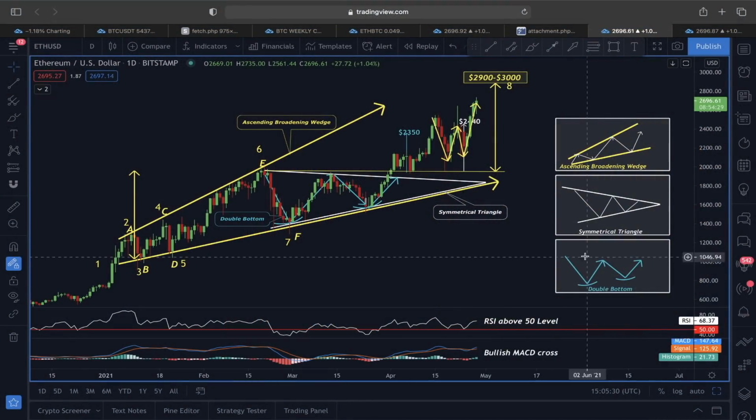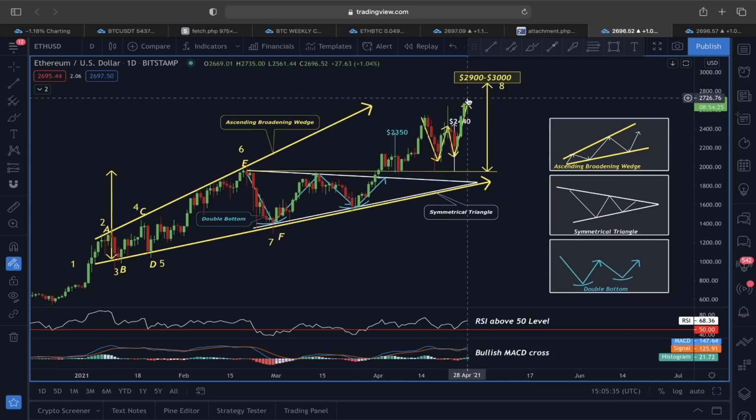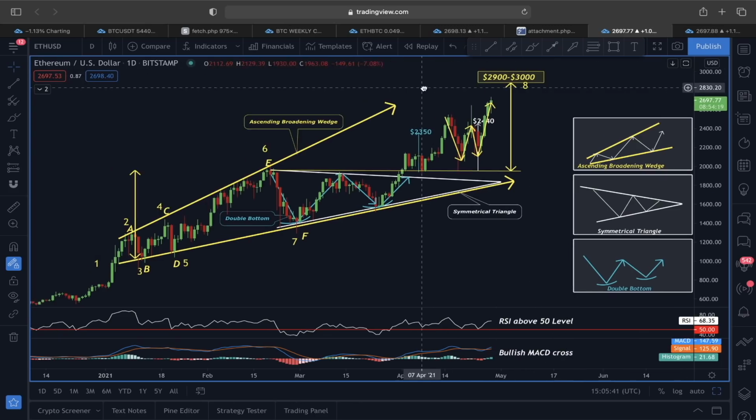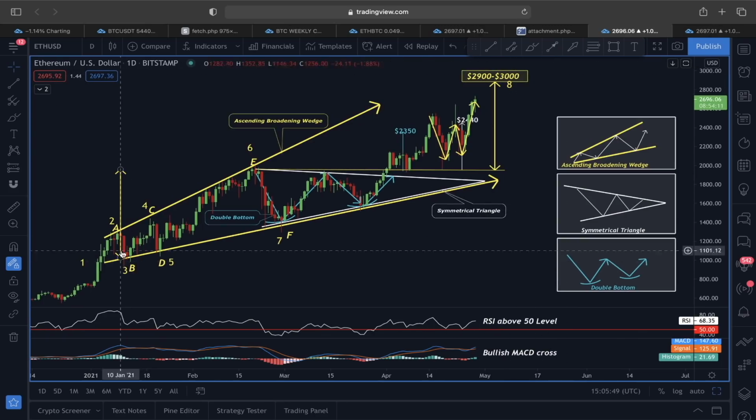Both the symmetrical triangle and the double bottom scenario played out perfectly. And I also said, guys, that we might possibly be heading towards this 2,900 to 3,000 price level for Ether in the upcoming days. And this target to the upside is also measured from this point B till this point T area, and this is exactly where we might be gravitating at this current stage.